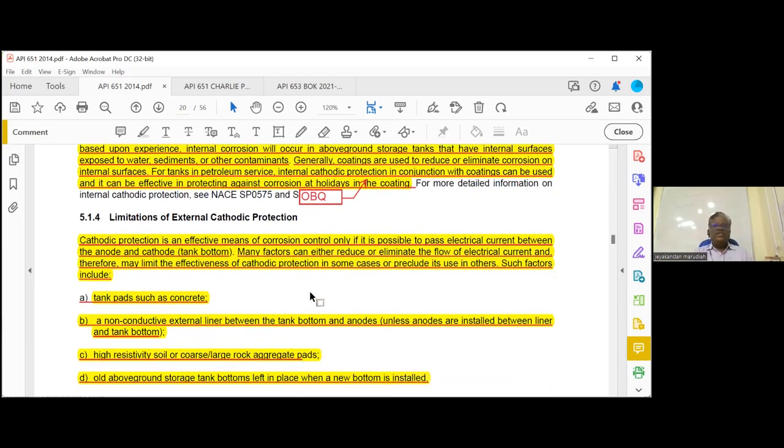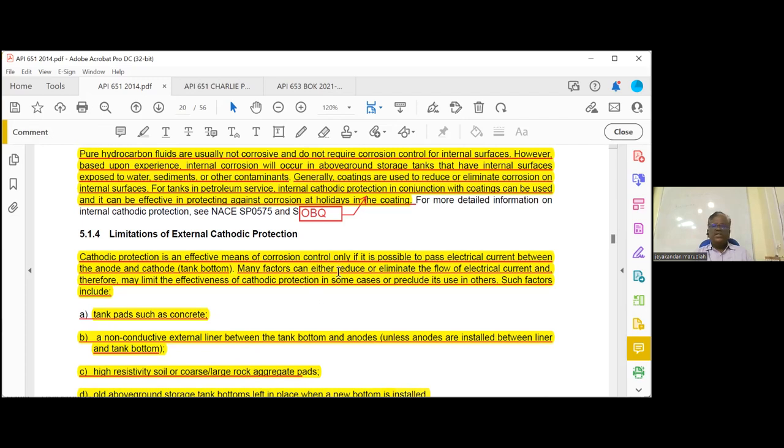Now, limitations of external cathodic protection. See, what are the limitations? I told you, if you use a concrete pad, the soil should be a conductive material. Cathodic protection is an effective means of corrosion control only if it is possible to pass electrical current between anode and cathode. So there should be a current flow, then only it will work.